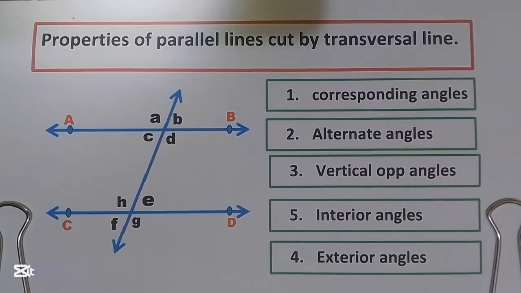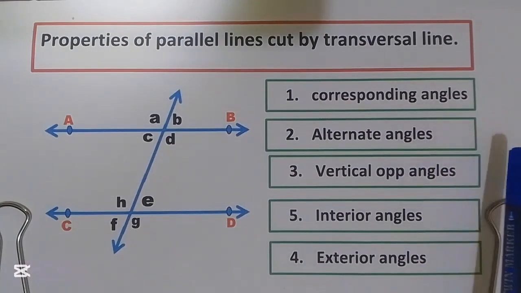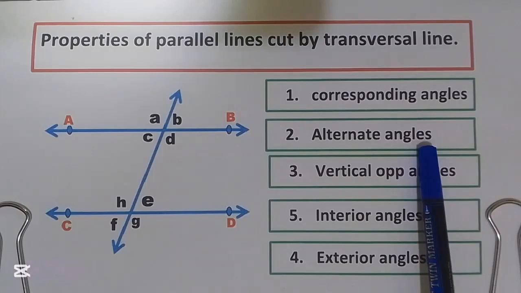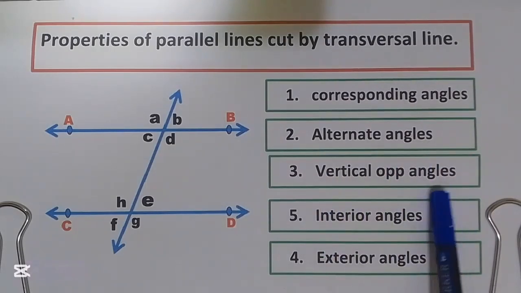Today we are going to see the properties of parallel lines cut by a transversal line. These properties are going to help us solve geometry questions involving angles. We are going to learn about corresponding angles, alternate angles, vertical opposite angles, interior angles, and exterior angles.